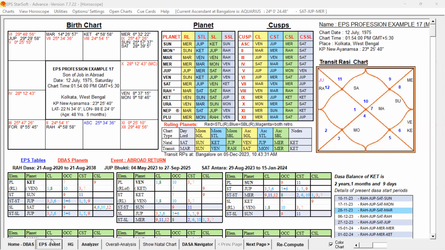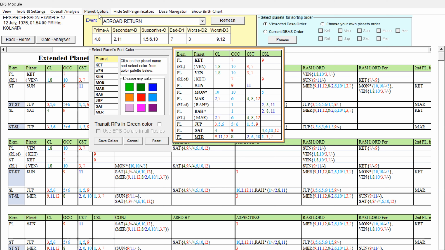We are on the EPS page, and let me select the self-significators and also planet colors. Now we have to see that abroad return is the primary event. So return in the sense of to the homeland. So 4th house, 8th house, 2nd house, and also 11th house. These 4, 8, 2, 11 houses are all important houses, and we have to keep only the grouping in mind. No single house will be strong enough. Only groupings are important. And supportive houses are 1, 5, 6, 10.